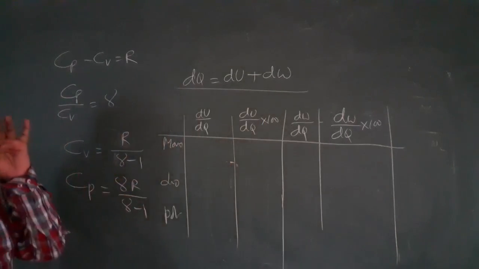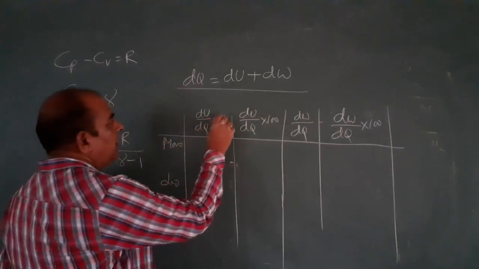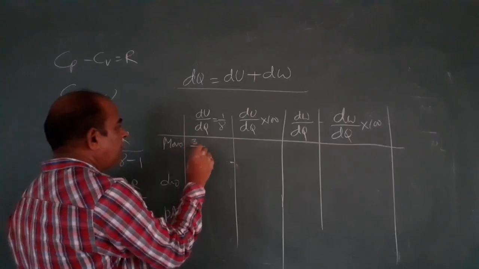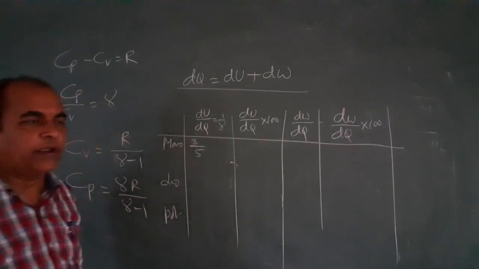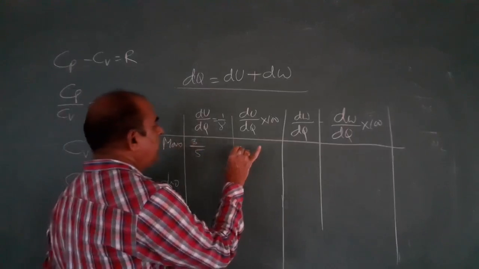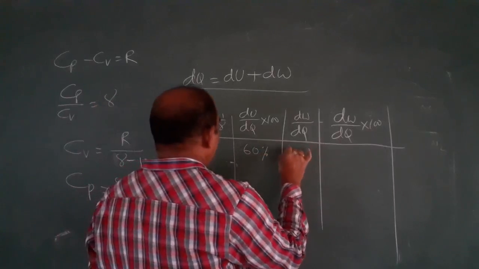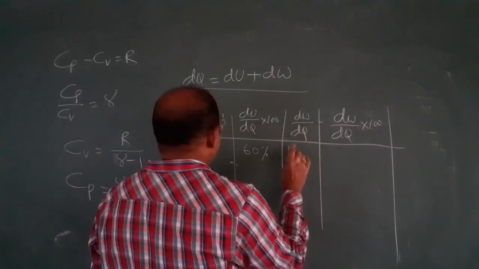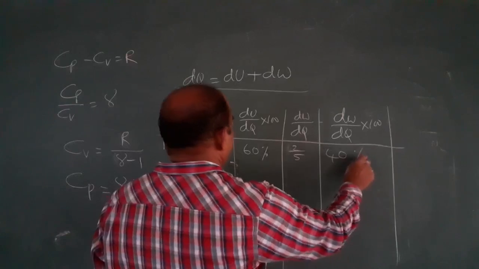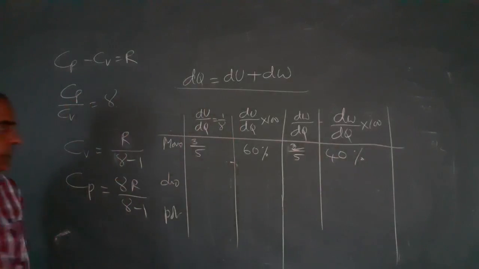For monoatomic gas, the fraction is 1 by gamma, 1 by 5 by 3, that is 3 by 5. Percentage means 3 by 5 into 100, which is 60%. And 1 minus 1 by gamma is 1 minus 3 by 5, 2 by 5, and 40%. So 2 by 5 and 40% for monoatomic gas.